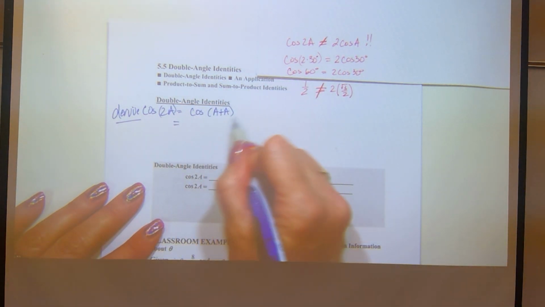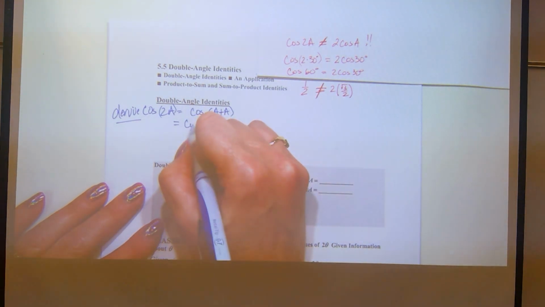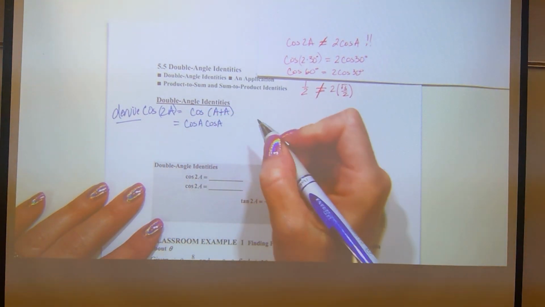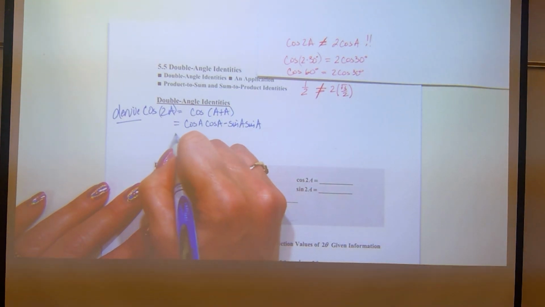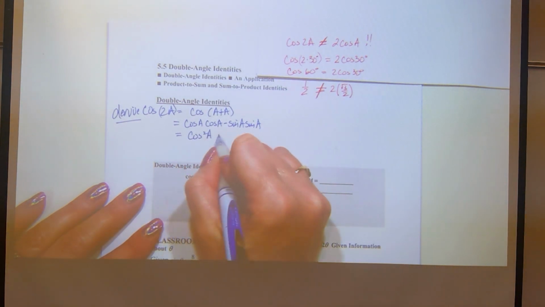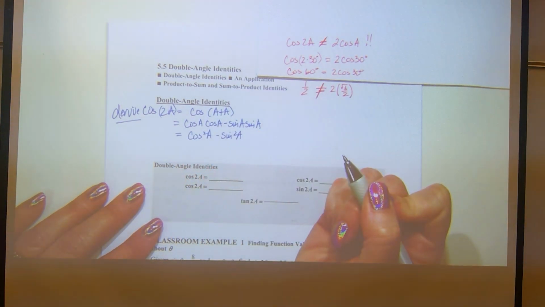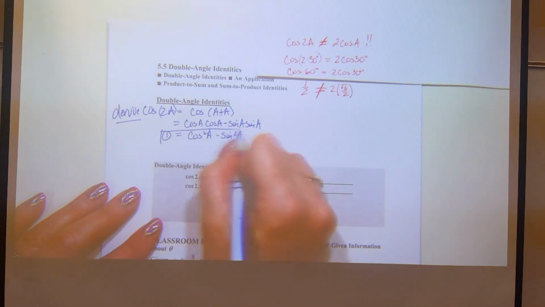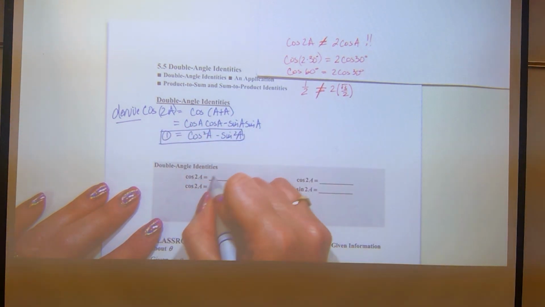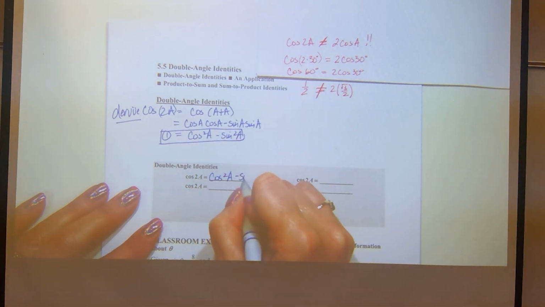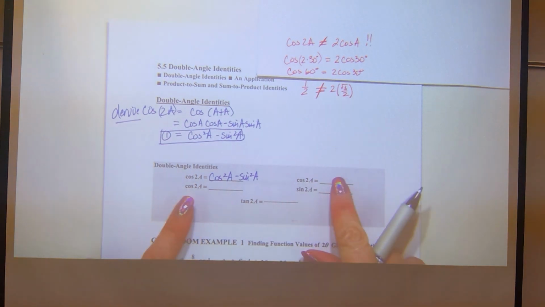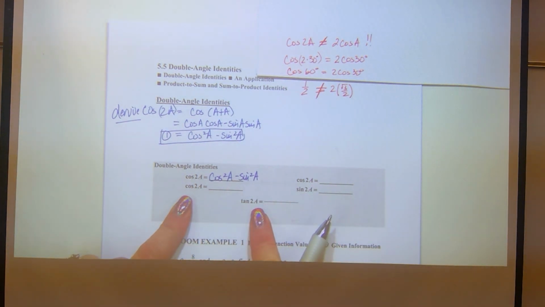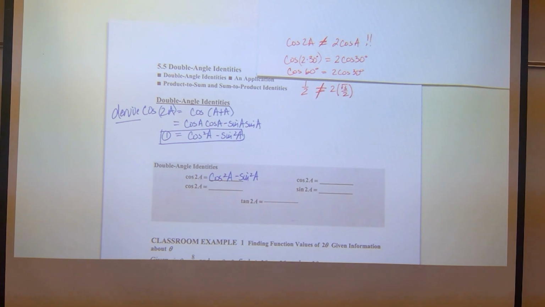Well, that works. I could absolutely use my cosine sum identity, but it's just a little clunky. Cosine a times cosine a minus sine a sine a, I can simplify that. When I simplify that, I have cosine square a minus sine square a. That is my first of 3 cosine double angle identities. But there's 2 more. There's only 1 sine double angle, 1 tangent double angle, but there are 3 cosine double angle identities. So let's look at the next one.